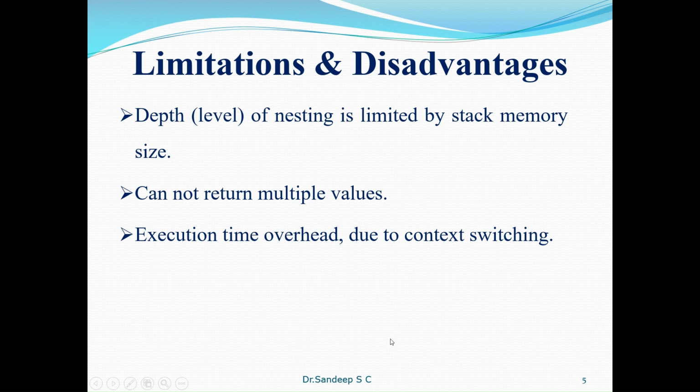One more limitation is that functions cannot return multiple values. Only one value can be returned from a function. We cannot return multiple values directly. Another is execution timing overhead due to context switching. I already told you that context switching takes a certain amount of time, and that will be an overhead for the execution of the code. These are the limitations and disadvantages of using functions.